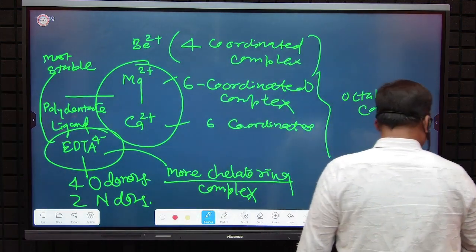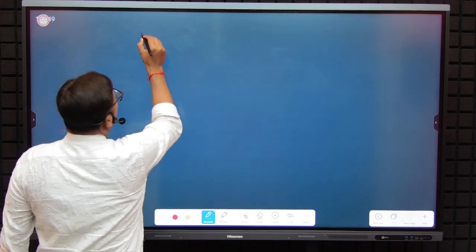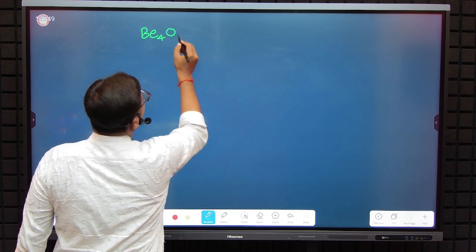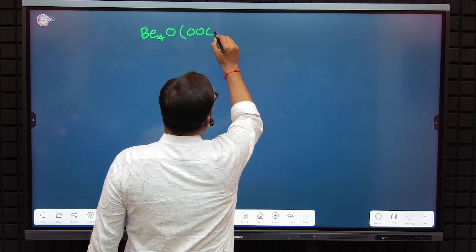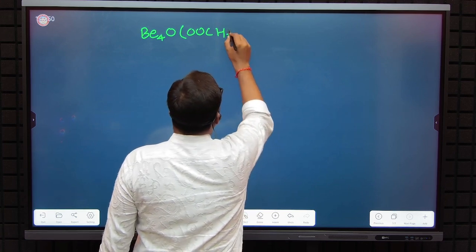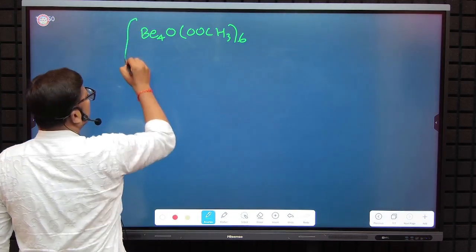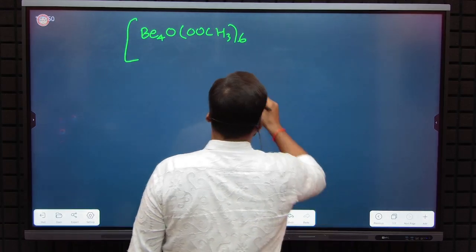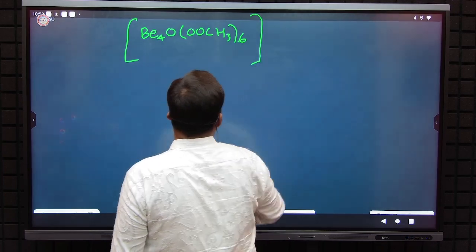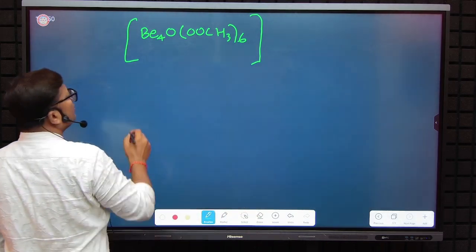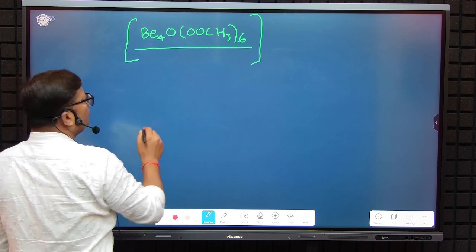Now the most important structure is basic beryllium acetate, which contains Be4O(OOCH3)6, right? So this is your overall formula. This contains 4 negative, 6 negative charges, and actually this is your unit depending on the structure. So here such type of stable complexes are actually obtained through acetic acid.